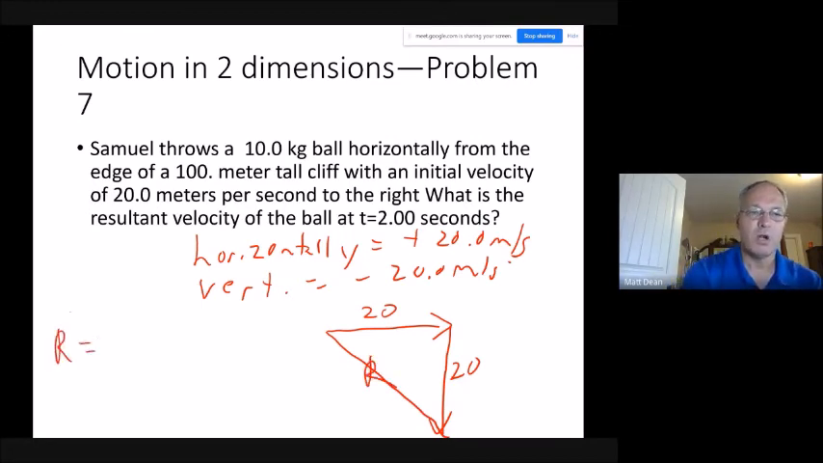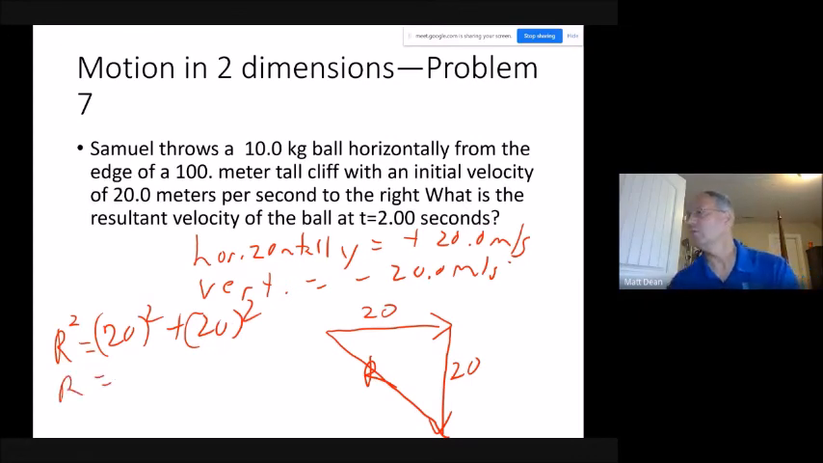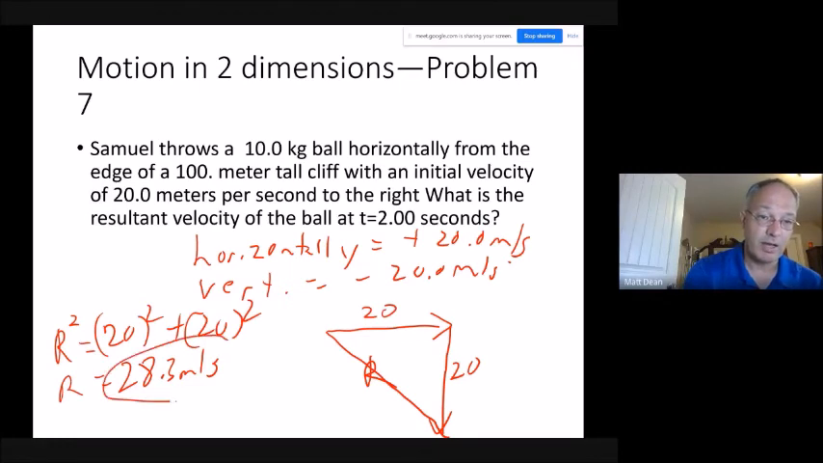So R squared equals 20 squared plus 20 squared. Let's do the math on this. That would be R squared equals 800. R is equal to the square root of 800, which is 28.3 meters per second. Now, again, some of you are going to stop, but you can't, because you're looking for a vector quantity, which needs a magnitude, which we now have, and a direction, which we don't have.